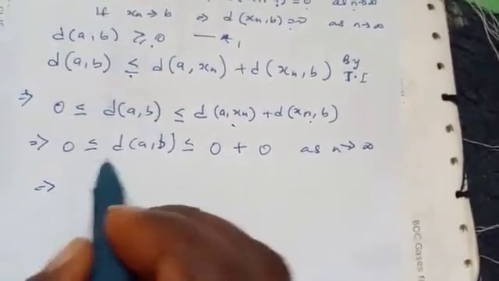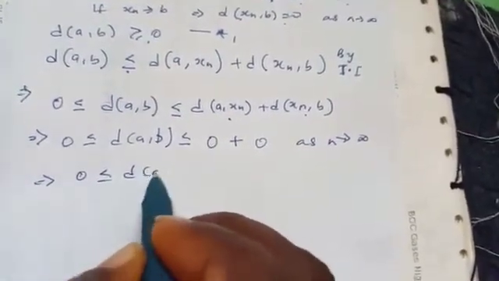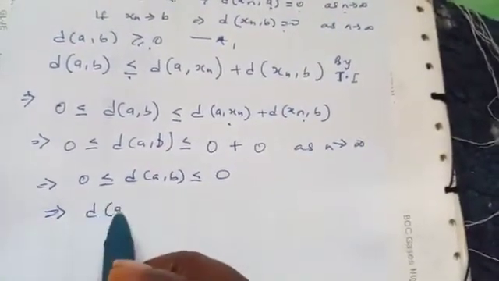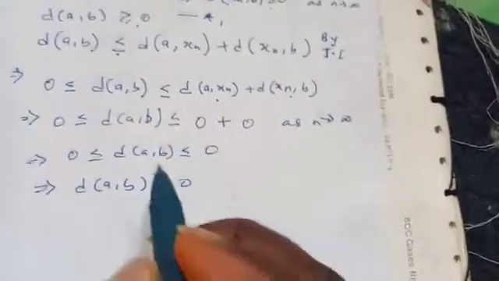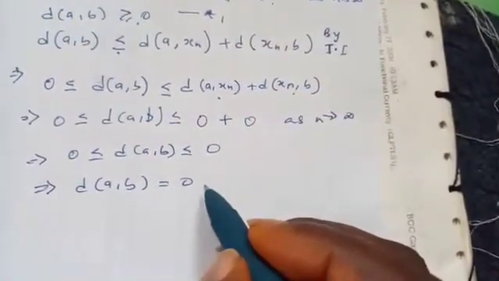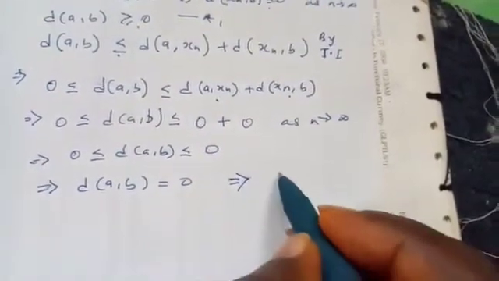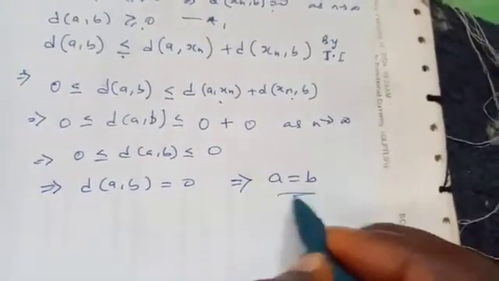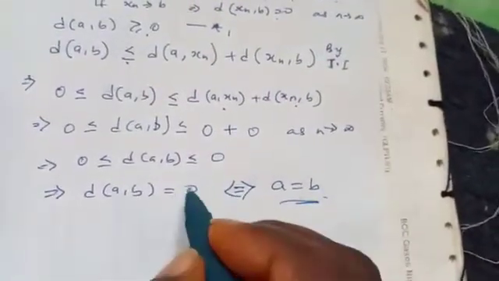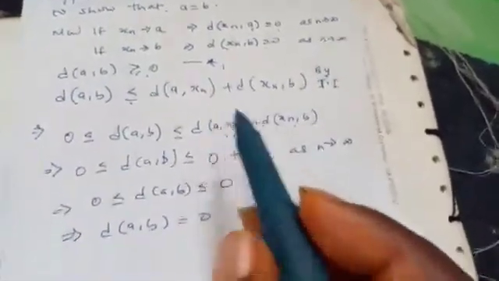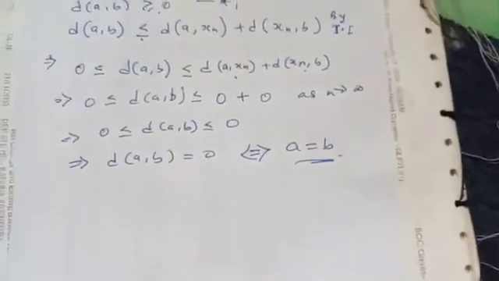So here this means 0 is less than or equal to d of a comma b, which is less than or equal to this, and this simply means that d of a comma b is 0. And by definition of a metric, we know that d of a comma b equal to 0 if and only if a is equal to b. So if d of a comma b is 0, definitely a will be equal to b, and that is the proof of the theorem.